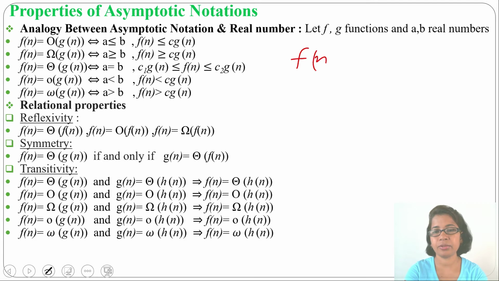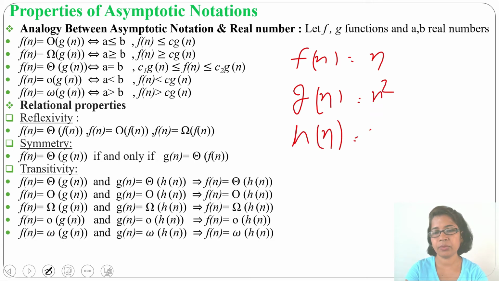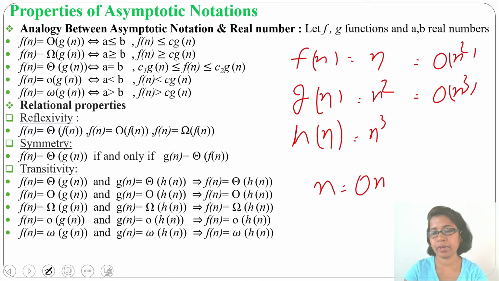Let f(n) equal n, g(n) equal n square, and h(n) equal n cube. We can write n equals O of n square, and n square equals O of n cube. Then we can write n equals O of n cube. That is the transitive property. If f(n) equals O of g(n), and g(n) equals O of h(n), then f(n) equals O of h(n). This is satisfied by all asymptotic notations. You can take different examples for all asymptotic notations.